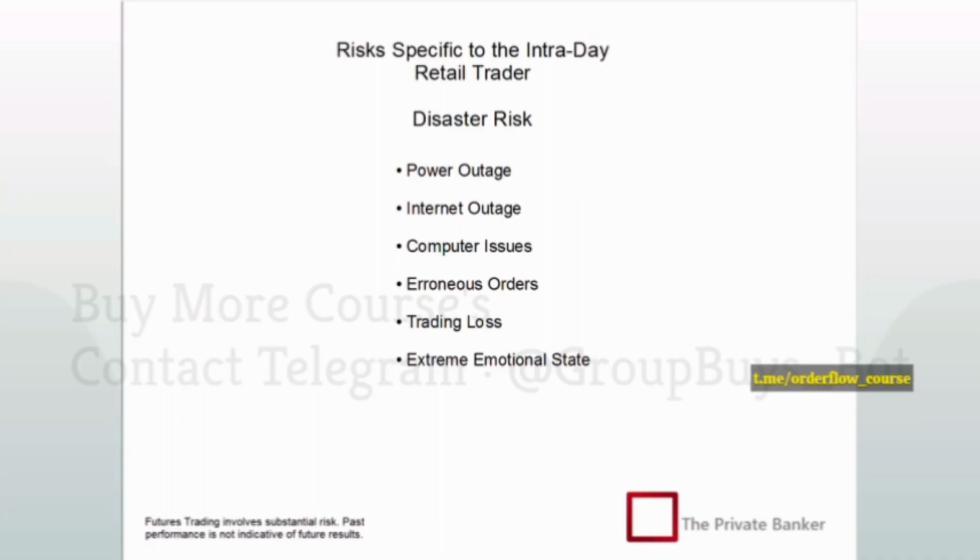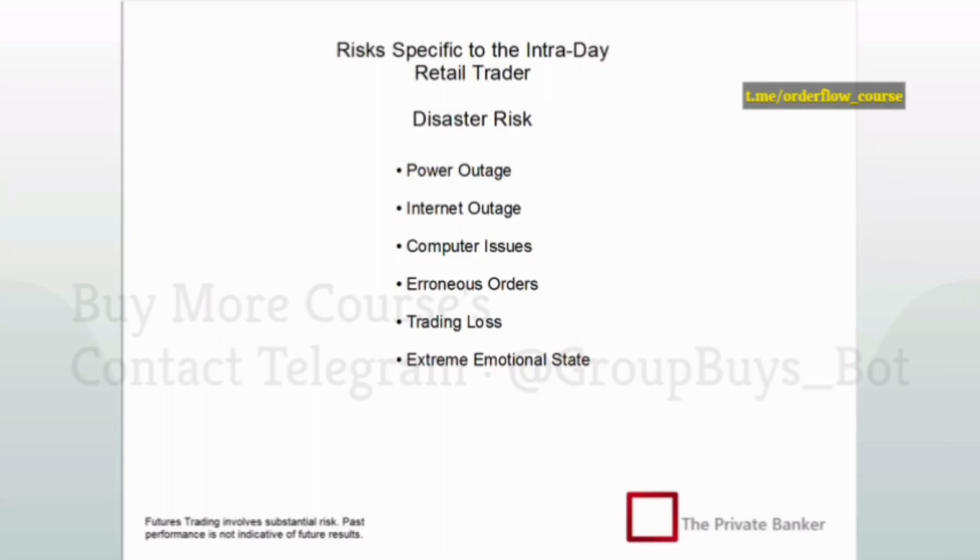Same goes with internet outage. I use Interactive Brokers, and they actually have a phone app that has a DOM on it. If that were ever to happen, it hasn't happened to me yet, but at least I know I can close my position out on my phone. But obviously you can call your broker as well, and that's easy too. I just found that to be a pretty handy tool to have in place.